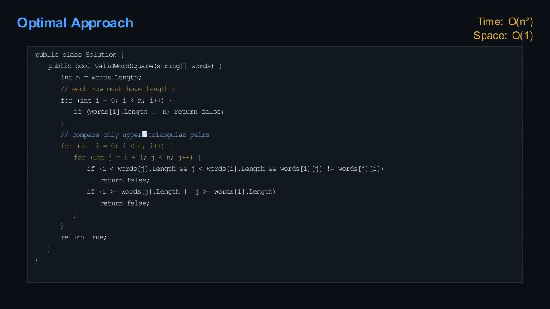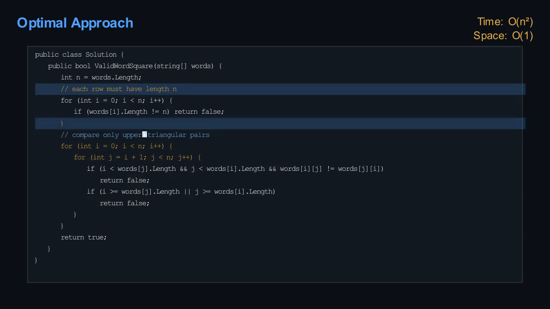The key insight is that a valid word square must be perfectly symmetric across its main diagonal, so we only need to compare each off-diagonal pair once, and ensure every row has the same length as the total number of rows. First, we verify that each string's length equals the number of rows. If any row is shorter or longer, we can return false immediately.